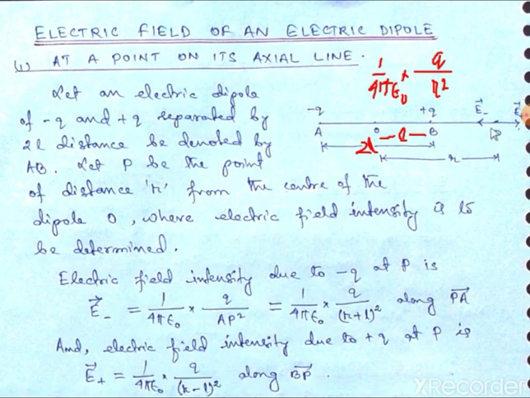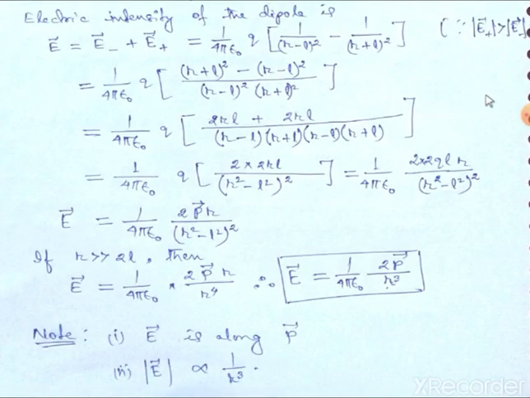Moreover, the direction of E plus is along BP, from B to P. For E minus it is from P to A. As the directions are opposite, when we add two vector quantities whose directions are opposite, naturally in magnitude we have to subtract, and the direction of that vector will be along the direction of the bigger vector.